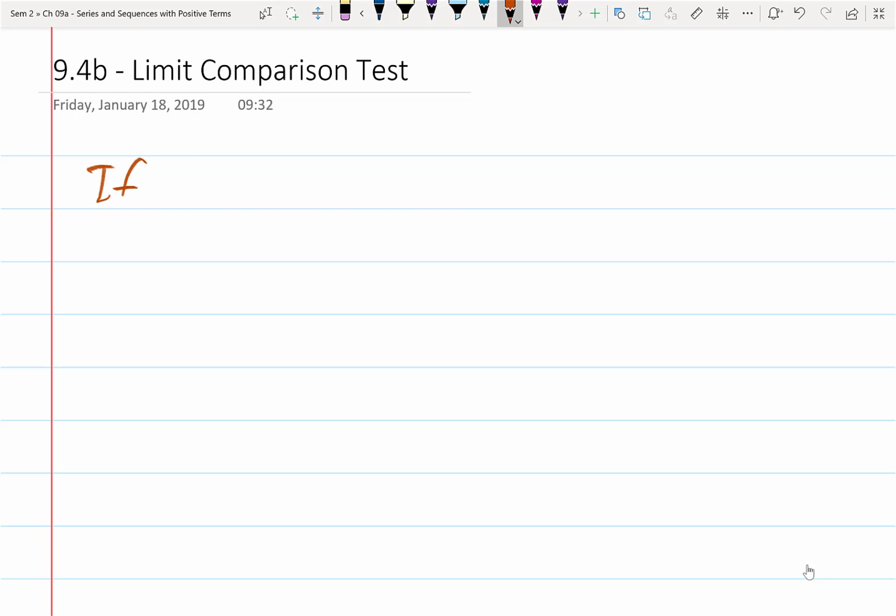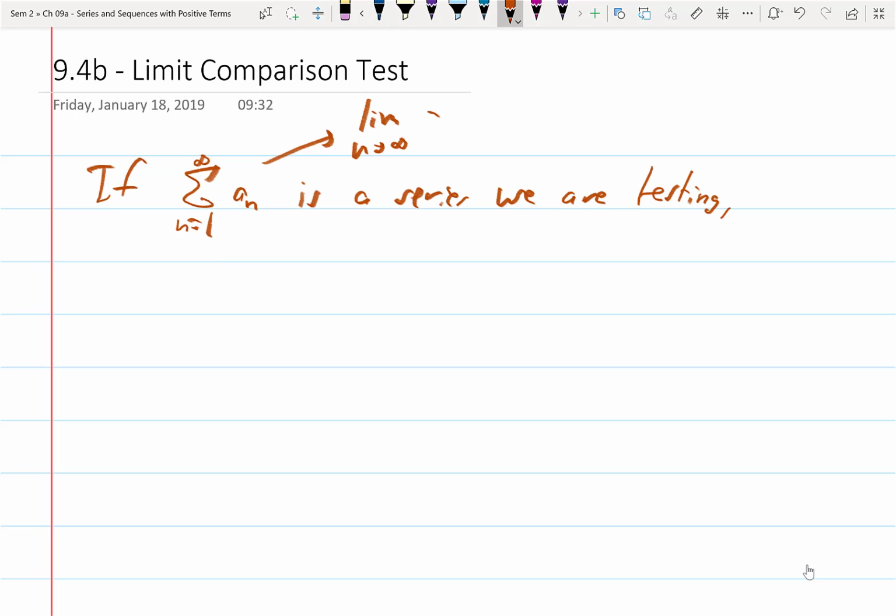This particular one says if the sum from n equals 1 of a sub n is a series we are testing, and it's worth noting that if it's a series we are testing, that means that the limit as n approaches infinity of a sub n has to be equal to what? 0. Because that's what prompts us to test these things. That's a clear distinction I want to make from the last quiz, that if it's not 0, we have no need to test it. It diverges.